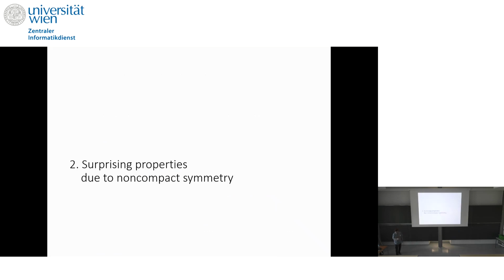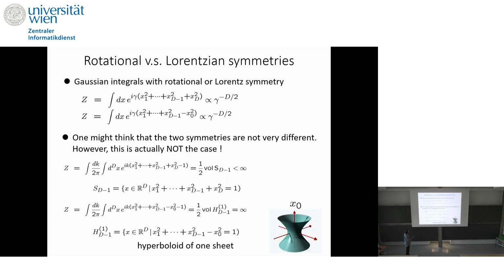Now here comes the new thing. In fact, there are surprising properties due to the non-compact symmetry of the Lorentz group. You might think that rotational symmetry and Lorentz symmetry are more or less the same because they are related to each other by Wick rotation, but that is not the case. Let me give you some simple examples that show this.